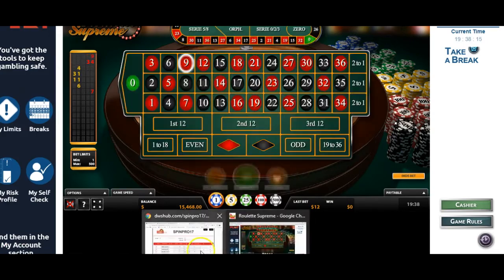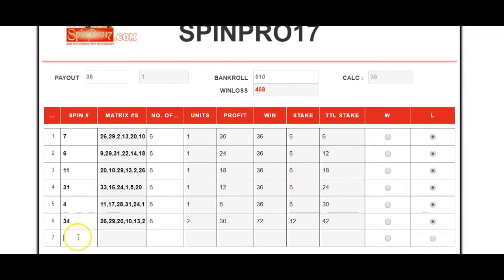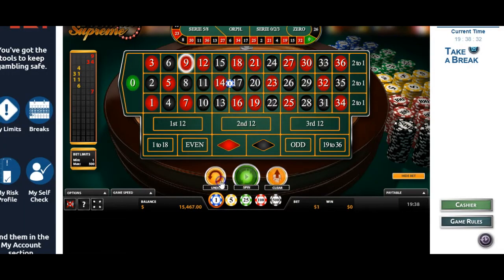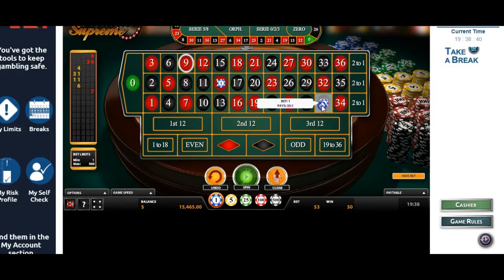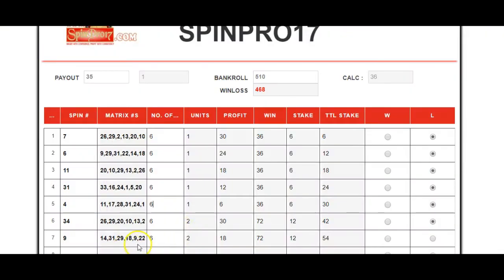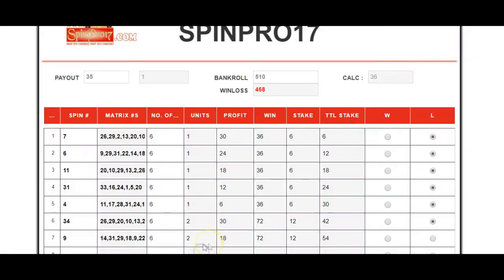And the number 9 comes out. Not a problem. I'm glad this is actually working this way, so you can see that you're not going to be in trouble in the end. Okay. It still tells you to bet 14, 31, 29, 18. And 9 and 22. Okay, so your total bet is still 12.